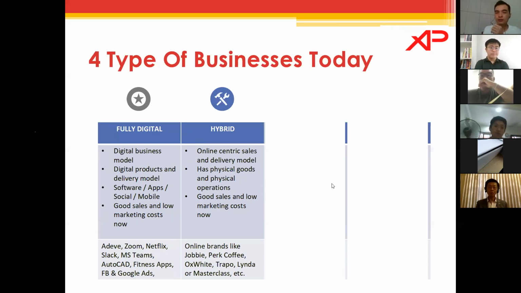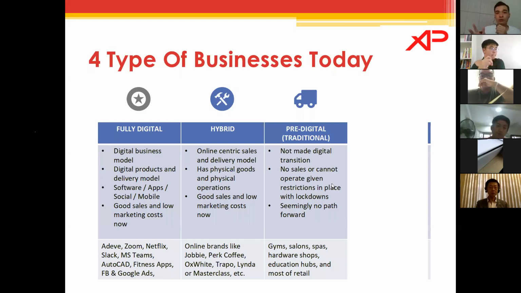Now, the next type of business, which I suspect most of you would be in, are the pre-digital ones, or I would say traditional business, right? Maybe you haven't made the full transition to online yet. You've dabbled a little bit into, say, online marketing, whether it's Google ads, Facebook ads. But the problem is, like Richard just now mentioned, he's in interior design. There's no sales. You can't operate given the restrictions in the current lockdown. And it seems right now there's really no path forward, because if the ban is not lifted, you can't operate. You are not under essential services, so it's going to be very hard, right?